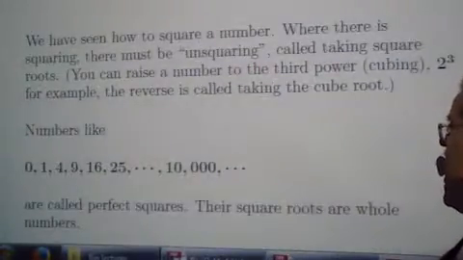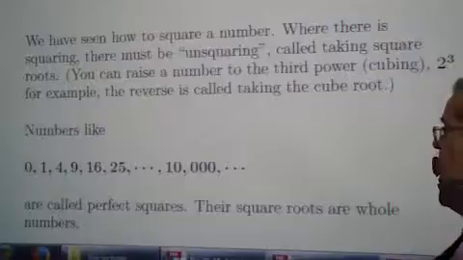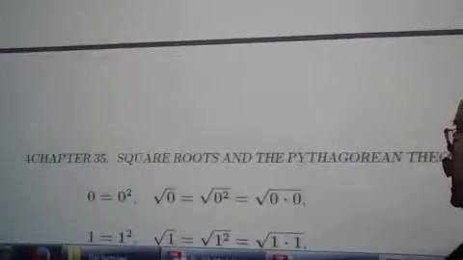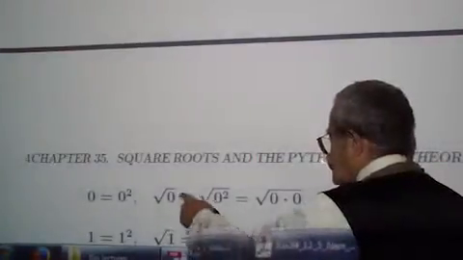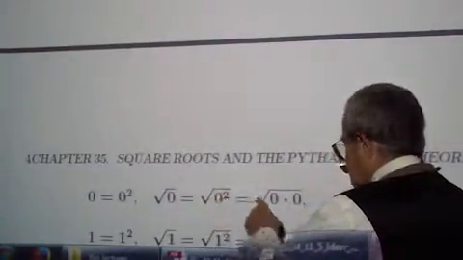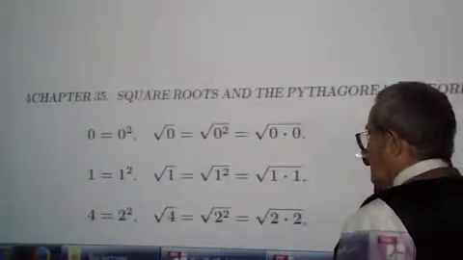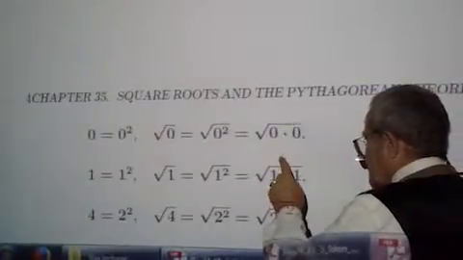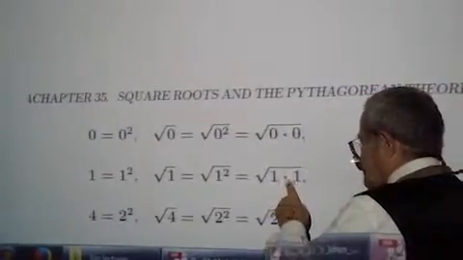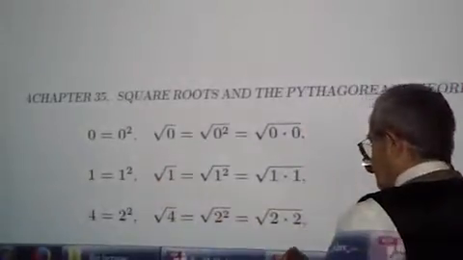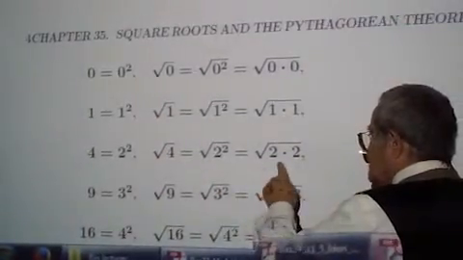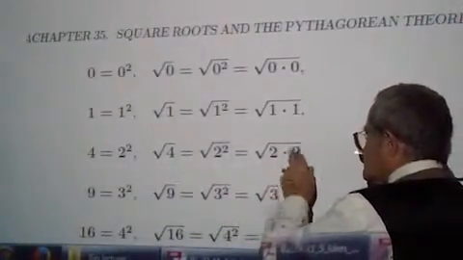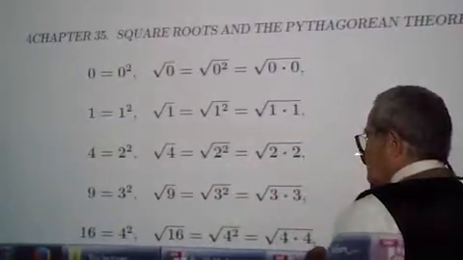So numbers like 1, 4, 9, 16, and so on are called perfect squares. 0 can be written as 0 squared. The square root of 0 is the square root of 0 times 0, which is just 0. The square root of 1 squared is 1 times 1. The pair of factors, 1 times 1, comes out as a single 1. 4 is 2 times 2. So the square root of 4 is the square root of a single 2. Square root of 4 is 2.